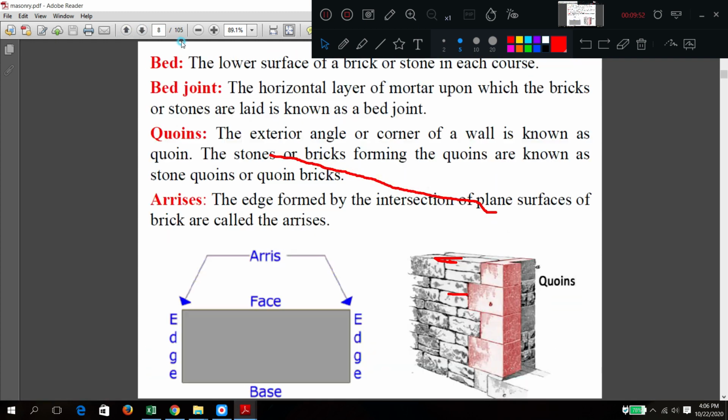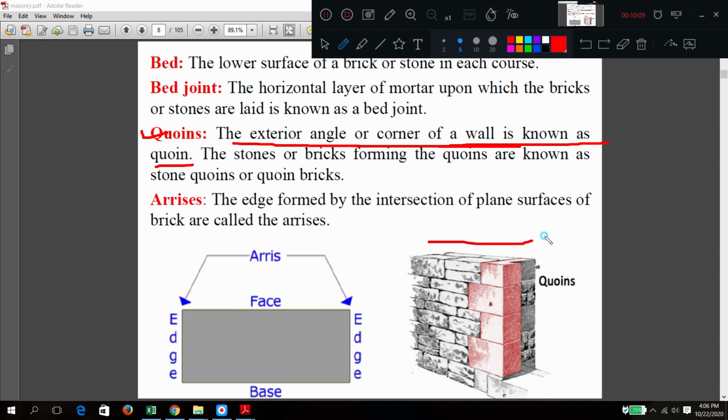Okay, now in this one, what is this quoins? These are the exterior angles or corners of the wall, known as quoins. If you see here, this wall ends here and turns like this. Whatever the angle, it is going like this. It's an isometric view. This exterior corner is called a quoin.